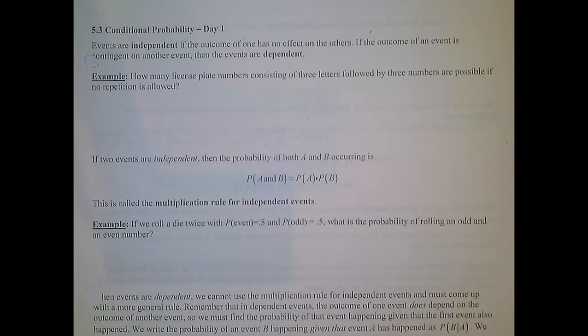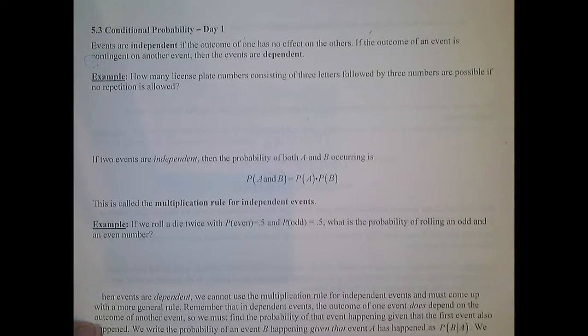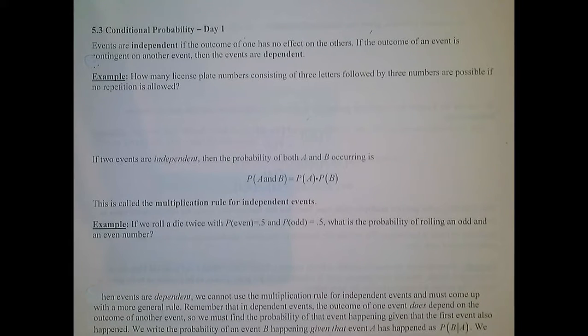Okay, so this lesson will pick up where the last one left off with the idea of conditional probability. And the big idea behind conditional probability is if we know an event has or hasn't happened, does that make another event more or less likely to occur? And we use the words dependence and independence to describe these ideas.